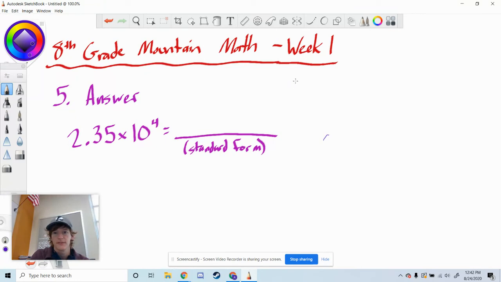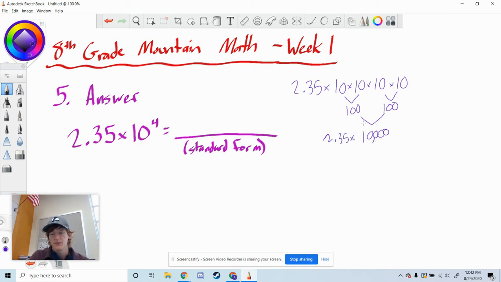This is 2.35 times 10 to the 4th power. This is times 10, 4 times. 10, 10, 10. Okay, so these two together make 100, 100, 1 with 4 zeros. So we end up with 2.35 times 10,000.